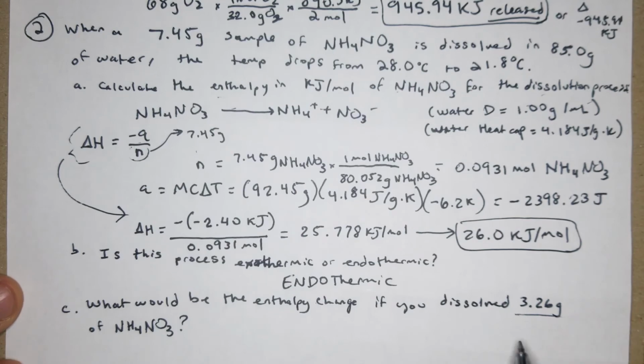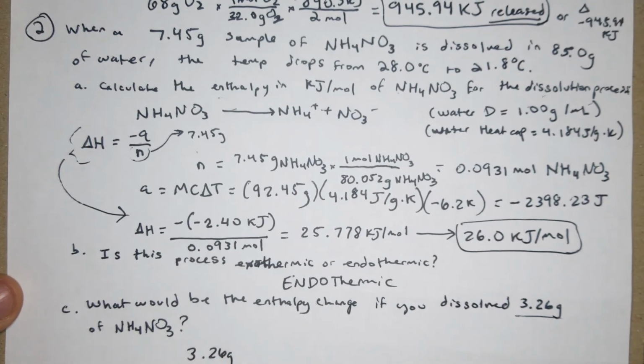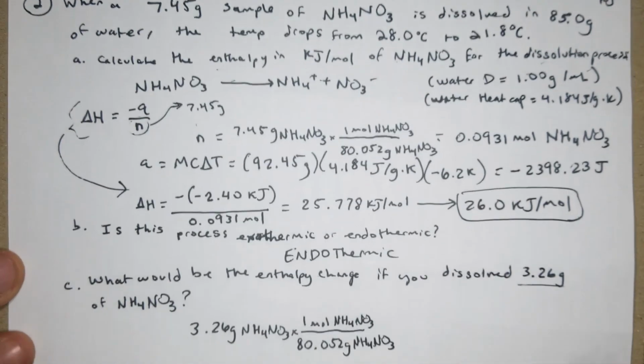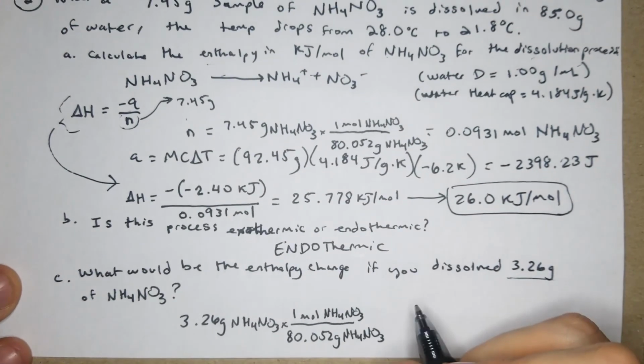So let's see what we can use. I always like to start with what they give you and see where I can go from there. So 3.26 grams of NH4NO3 times, what do we got, 1 mole NH4NO3, and we did it up there, we're going to have 80.052 grams NH4NO3. Sorry, that's getting a little messy.